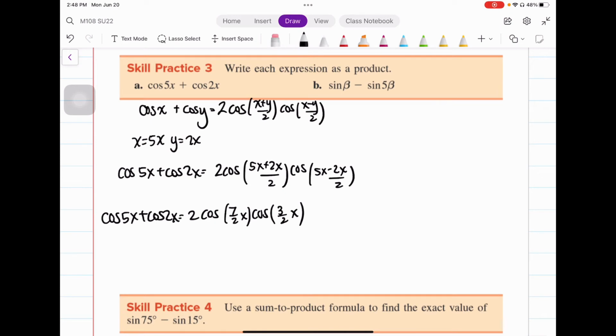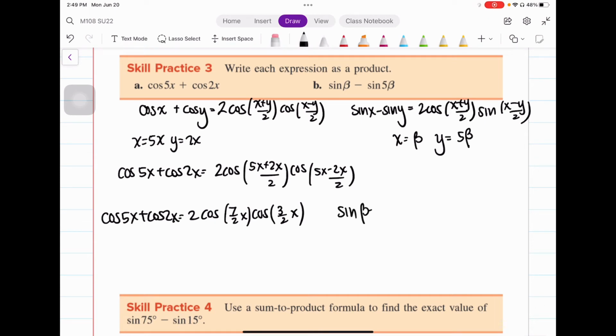For sine minus sine, we're going to use the following formula. The sine x minus sine y is equal to 2 cosine x plus y over 2 sine x minus y over 2, where x in this case is beta and y is 5 beta. Then sine beta minus sine 5 beta is equal to 2 cosine beta plus 5 beta over 2 sine beta minus 5 beta over 2.